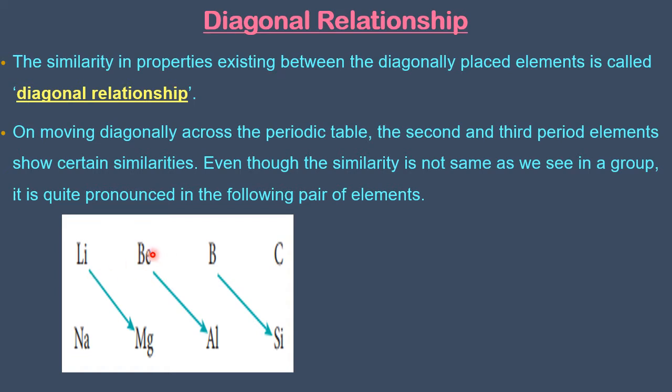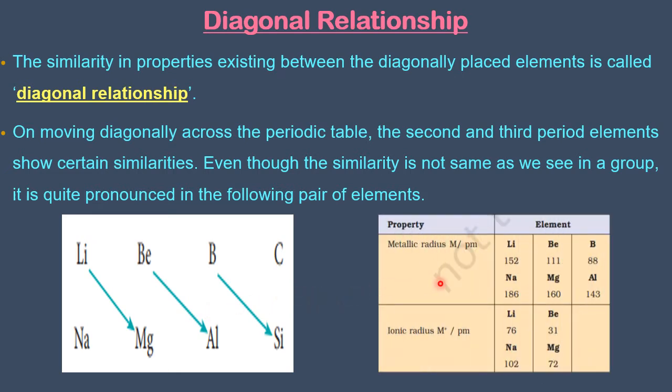In the same way, beryllium is diagonally related to aluminium, and boron is related to silicon. So diagonal relationship is there with other members also, but it is less. But with these three pairs, lithium and magnesium, beryllium and aluminium, boron and silicon, these are the best examples for the diagonal relationship.